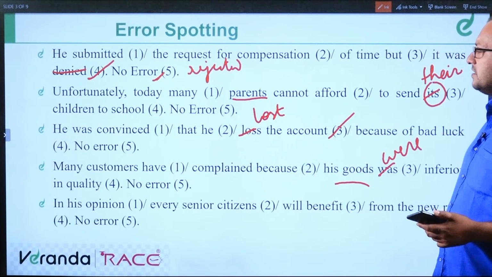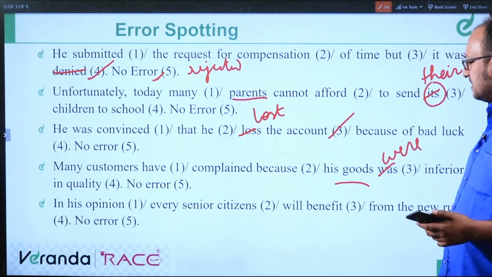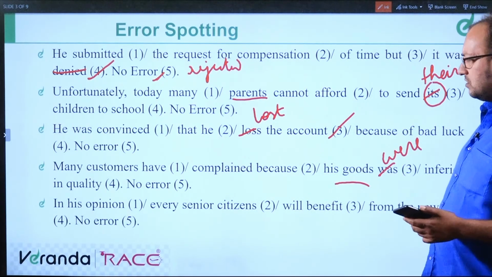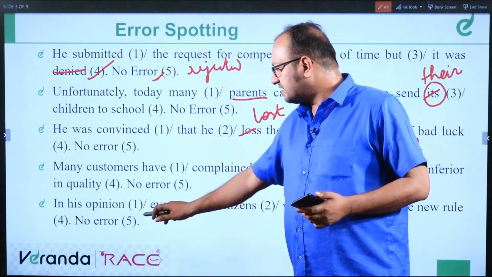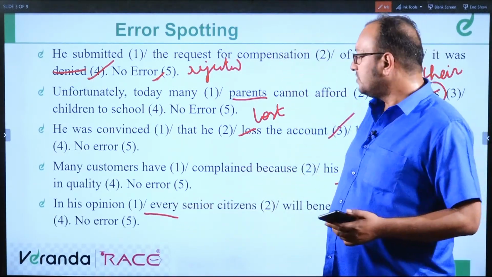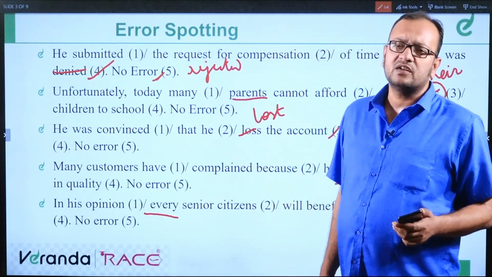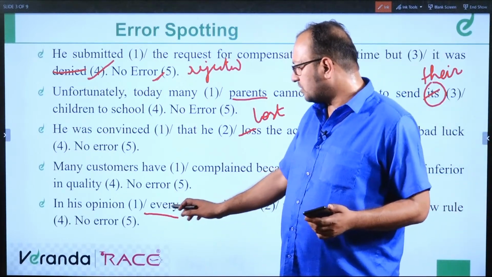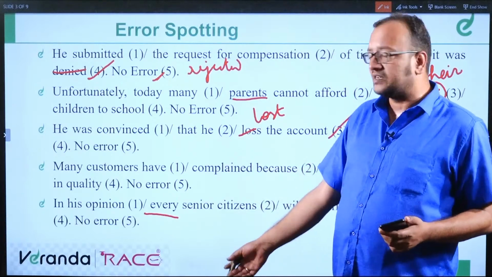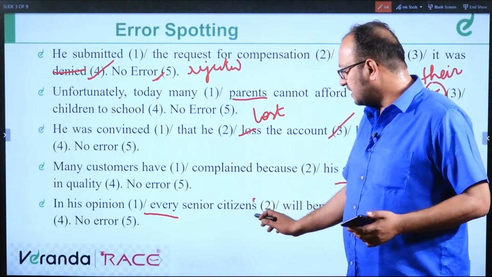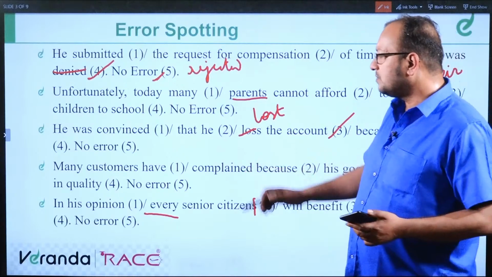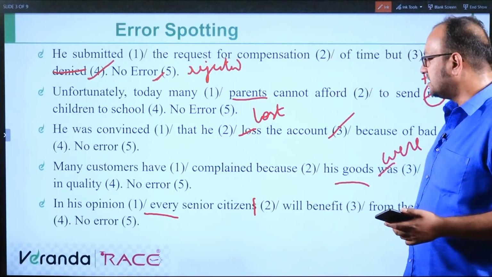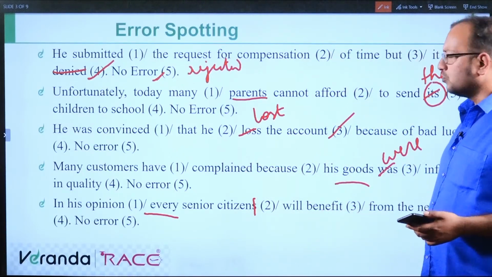The fifth question. In his opinion, every senior citizen will benefit from the new rule. We can see this every is a determiner which always takes a singular object after it. It quantifies the object which is placed after it. So it should be every senior citizen and not citizens. The answer would be, in his opinion, every senior citizen will benefit from the new rule.